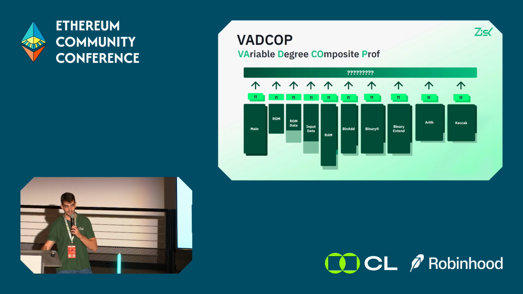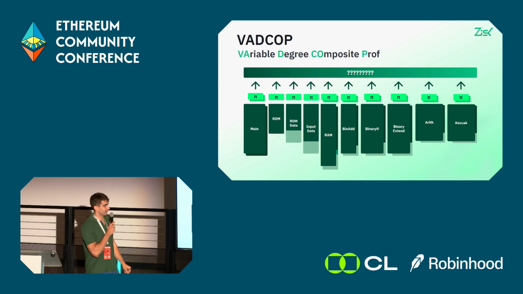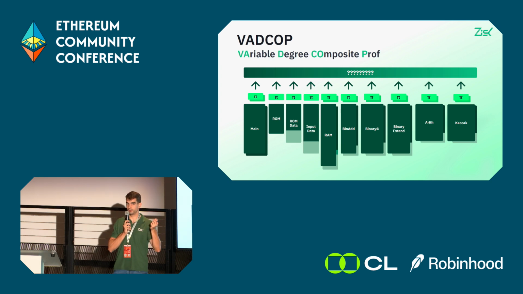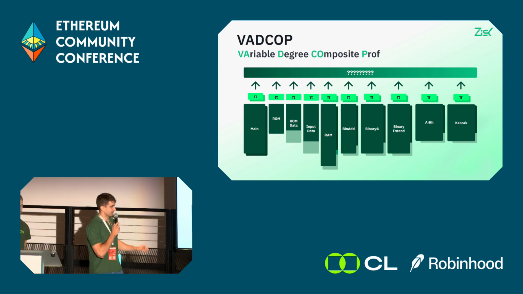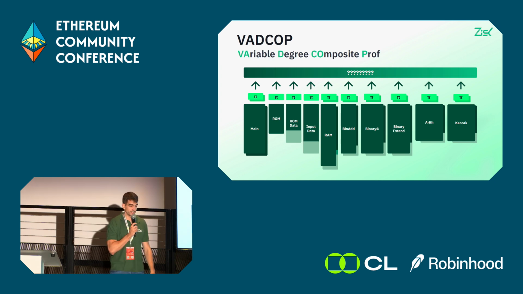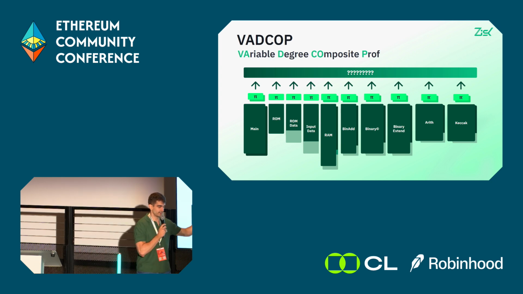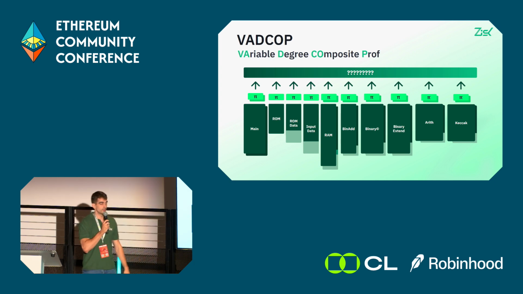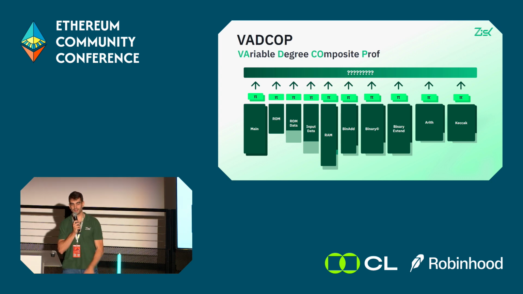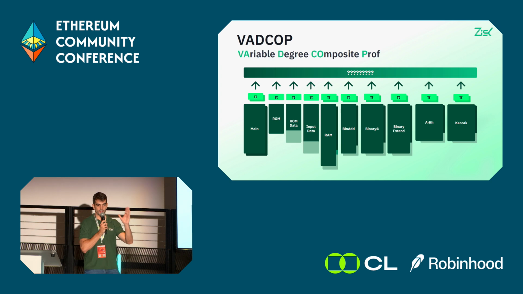A second, better approach, that is the approach that we are using in the VM, is what we call a VADCOP, variable degree composite proof, in which instead of trying to generate a full proof of all the things all at once, you generate a proof for all the components individually. So you have a proof of the correctness for your main processor, you have a proof of the correctness for your binary, and so on and so forth for the rest of the components. At the end, what you end up with is a cluster, a group of proofs altogether that are proving that all the components are doing the things correctly.